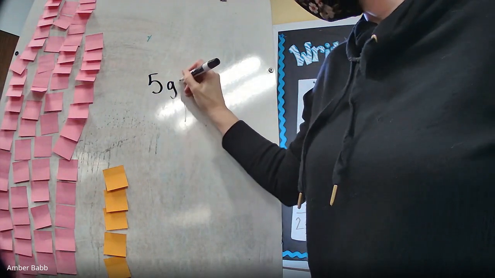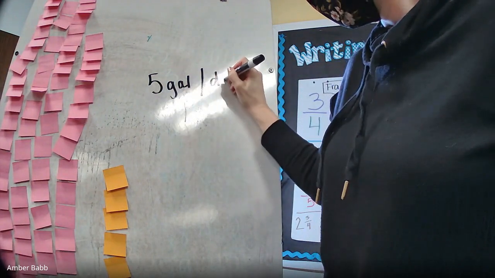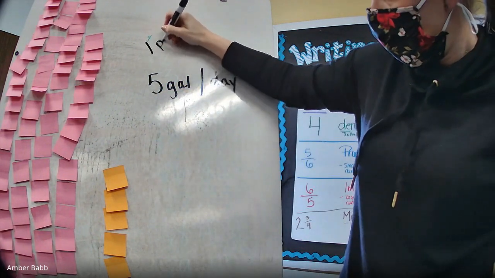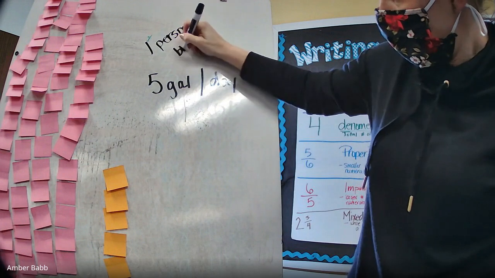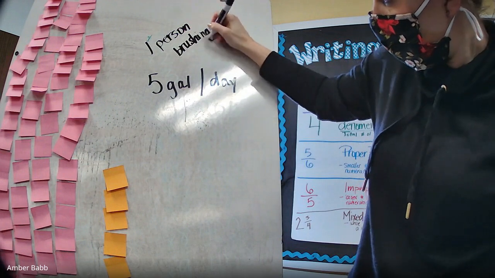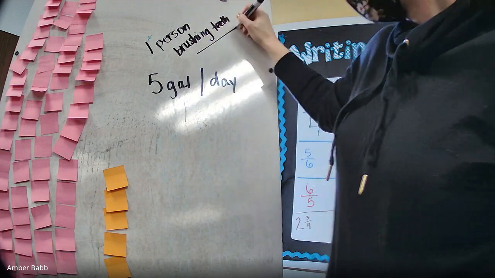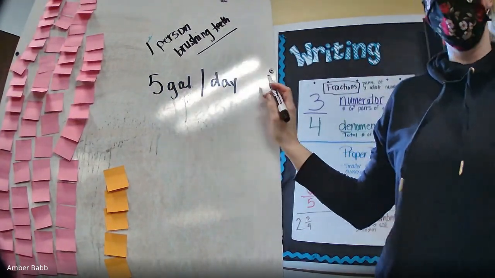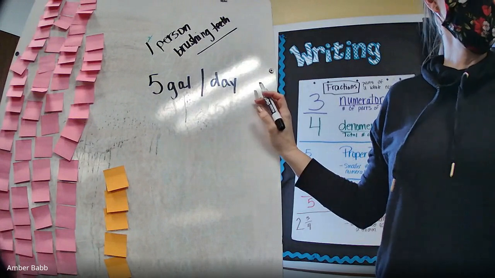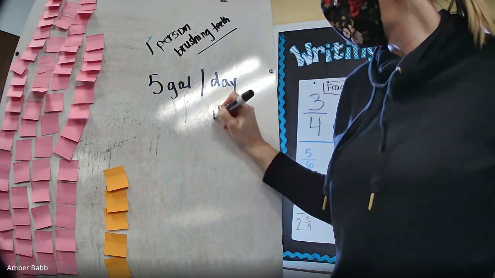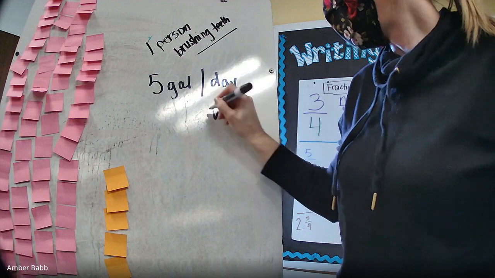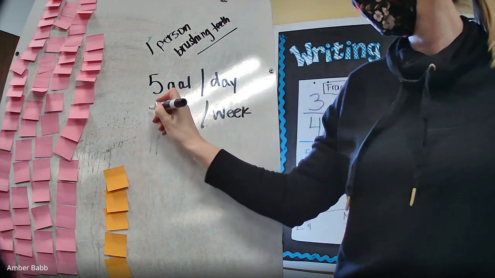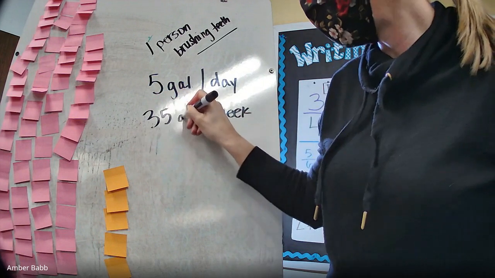Okay, so I'm one person, and I'm using 5 gallons a day to brush my teeth. One person brushing teeth, 5 gallons a day. How many days are in a week? 7. Okay, so in 1 week, 5 times 7. 5 gallons a day times 7 days is 35 gallons in a week.